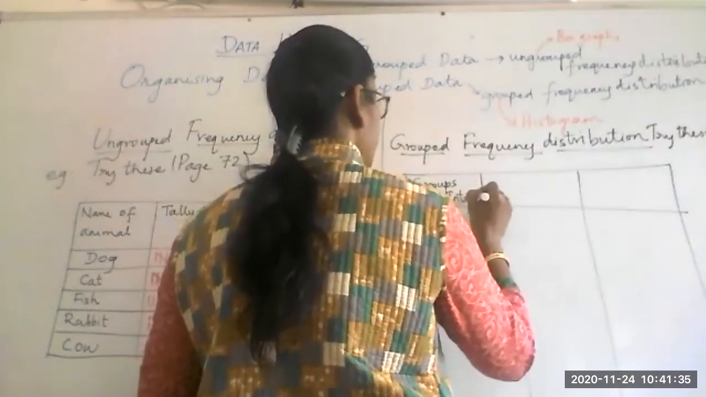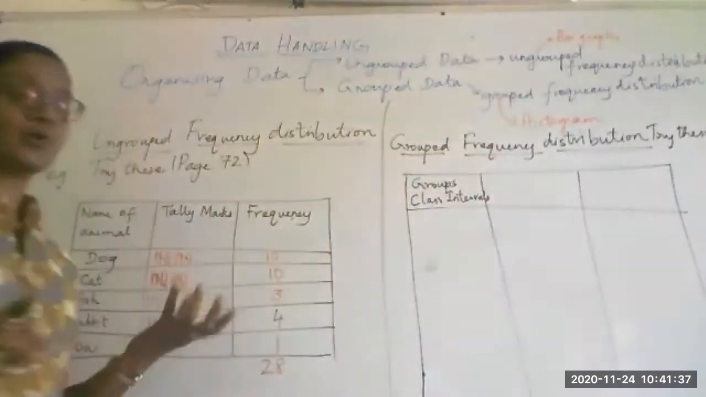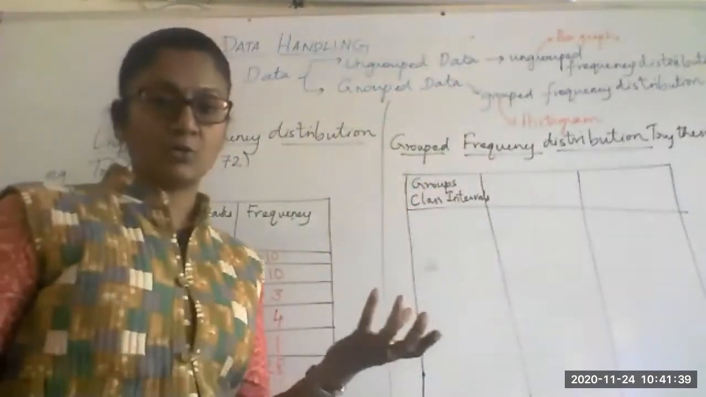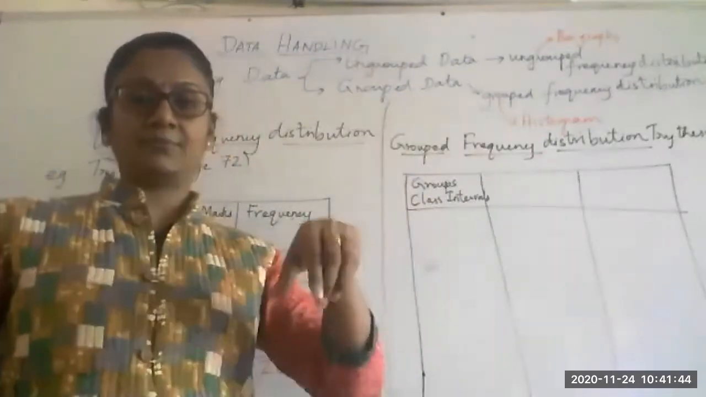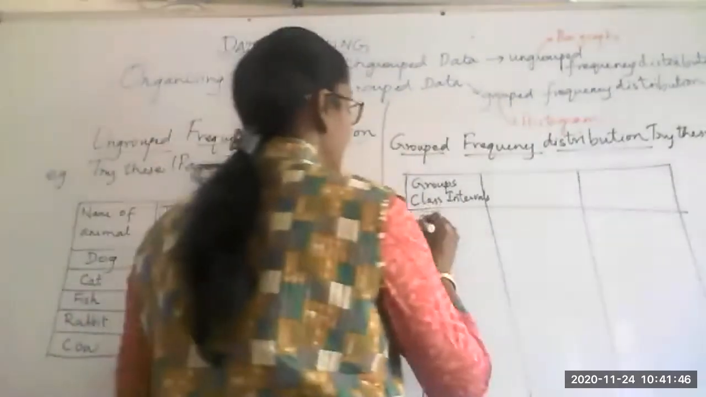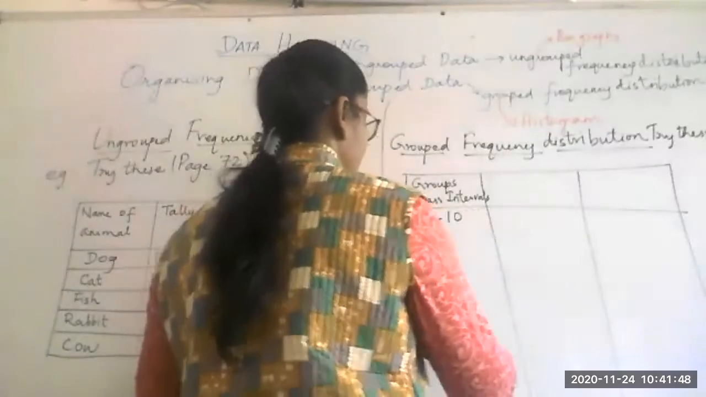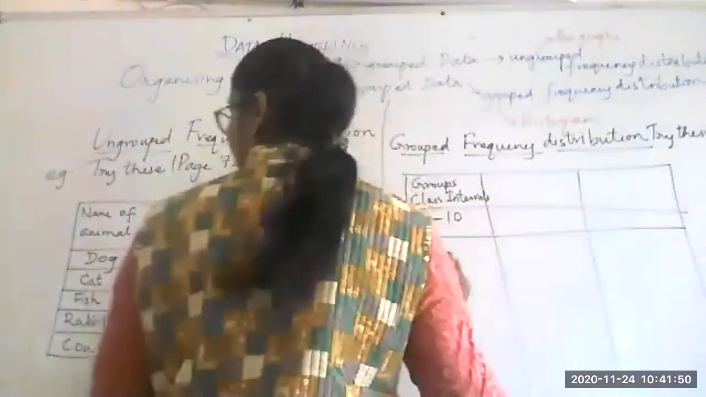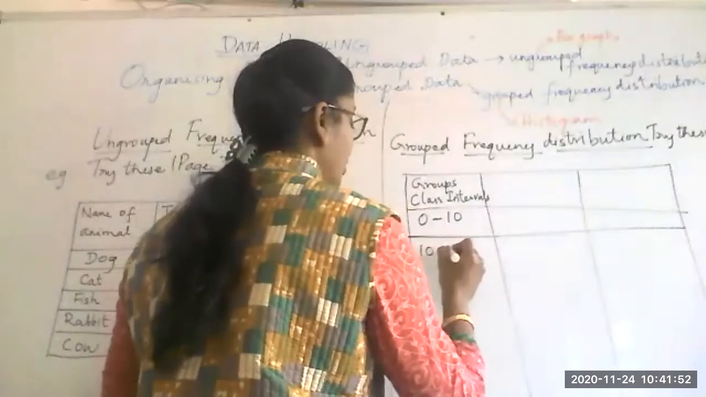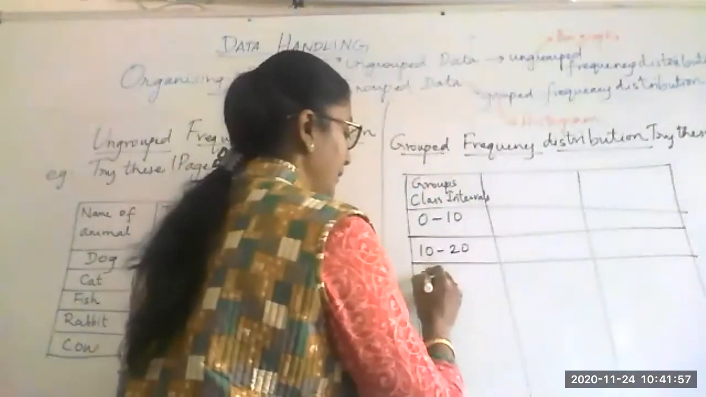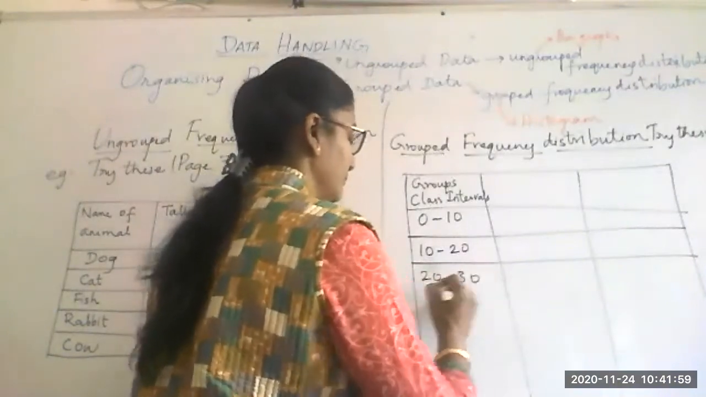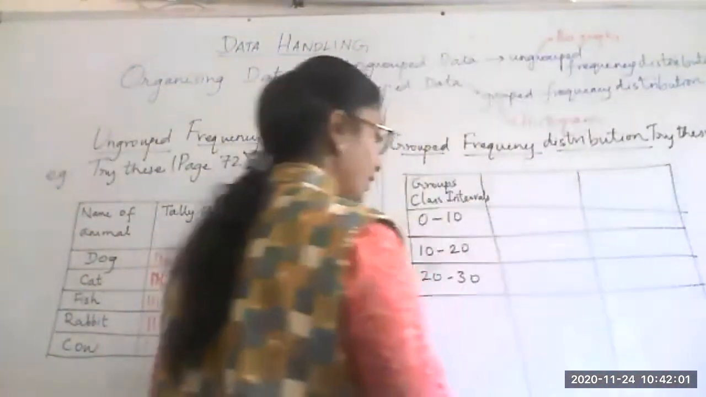Class intervals means I take small groups, that is, I will find out how many students have scored between 0 and 10. That is the first group. So this is the first class interval that I have. Then the next class interval I would think of will be 10 to 20. How many have scored between 10 and 20? Then maybe 20 and 30. Like this, till where should I go on?